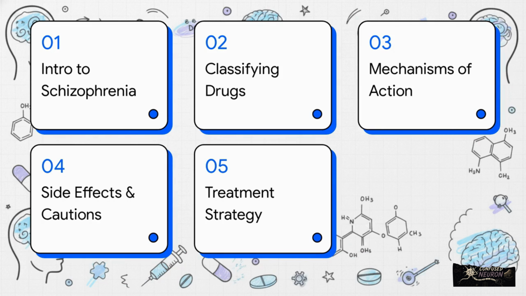To keep things simple and lower your cognitive load, here is our roadmap. We'll start with a quick intro to schizophrenia itself, then classify our pharmacological tools, look at exactly how they work, navigate the big side effects, and finally, wrap up with the actual clinical treatment strategy.